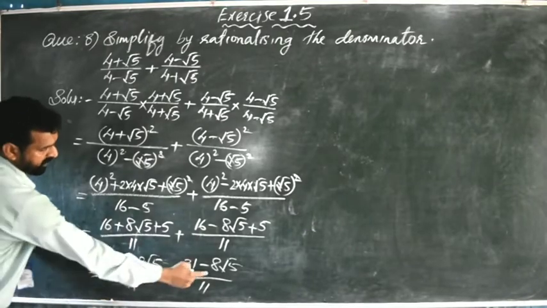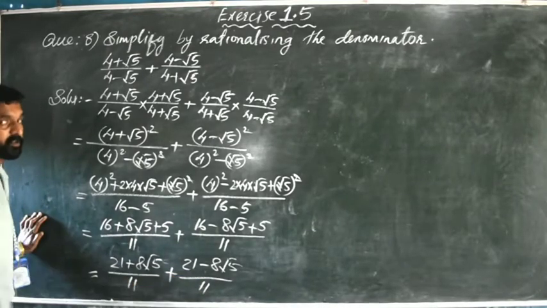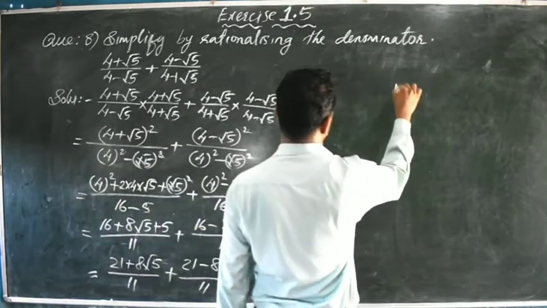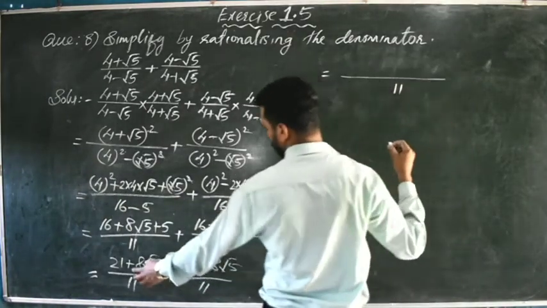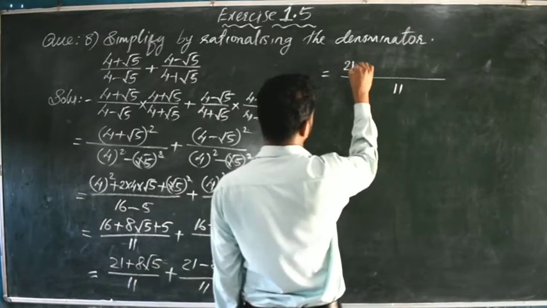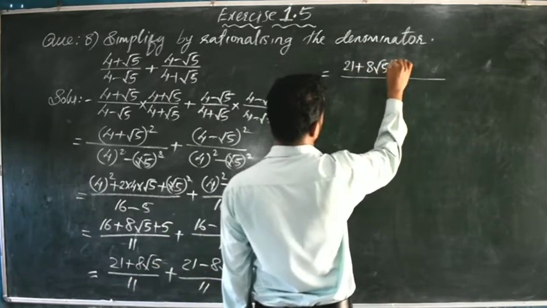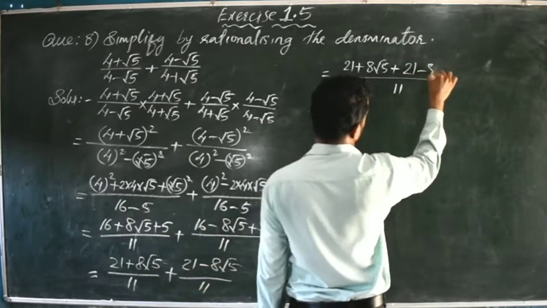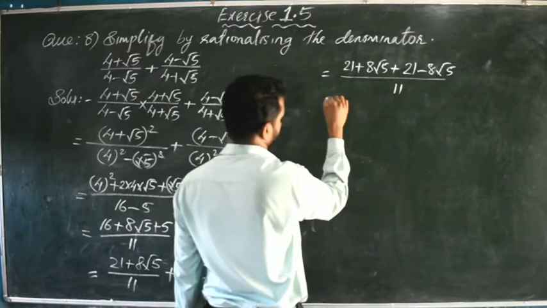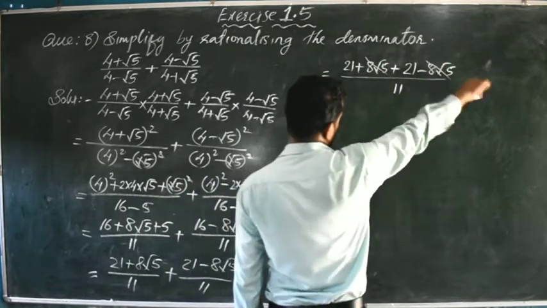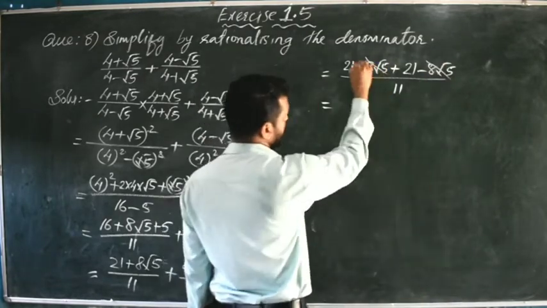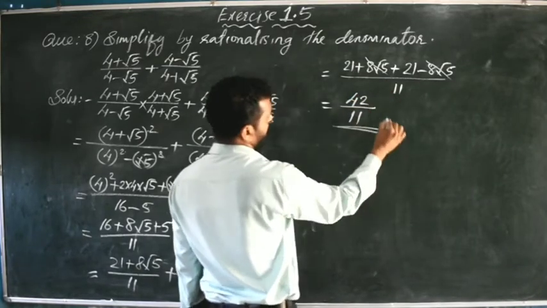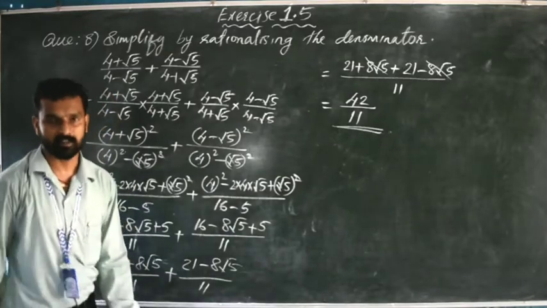Now, adding two rational numbers whose denominators are the same, we can write the same denominator, 11, and add the numerators: 21 plus 8 root 5 plus 21 minus 8 root 5. Then 8 root 5 minus 8 root 5 becomes 0, and 21 plus 21 is 42, divided by 11. So 42 divided by 11 is the answer.